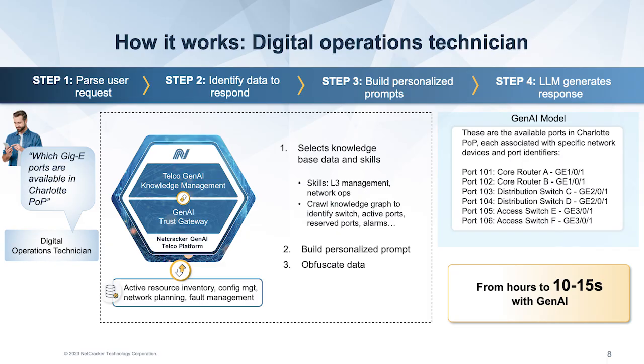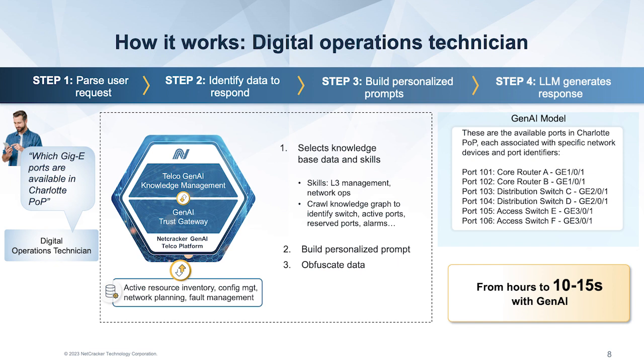So let's maybe start now with a couple of examples. This one is the digital operations technician. In this case, it's really about filling some automation gaps. Because what generative AI doesn't do is replace any of the automation capabilities that we have and are planning right now. It basically augments them. So in this case, we have a technician that wants to know which GigE ports are available in a particular POP. We're calling it Charlotte POP. Now, that's not a difficult thing to do, okay? This engineer can usually find it out in a couple of hours, so it's not like something that will take weeks or months. But even still, if you connect that knowledge base with your telco data, we can reduce that significantly.